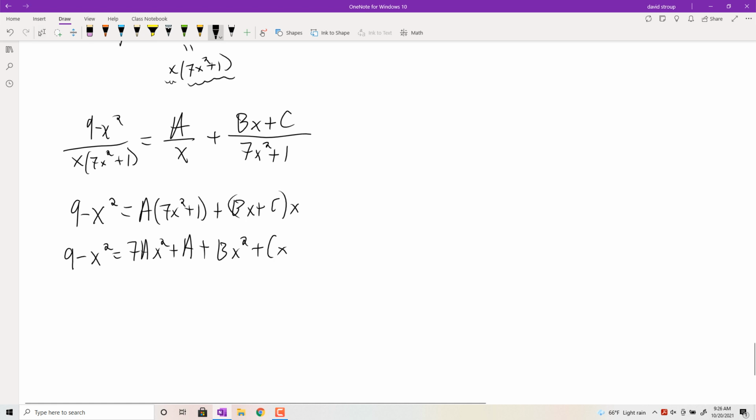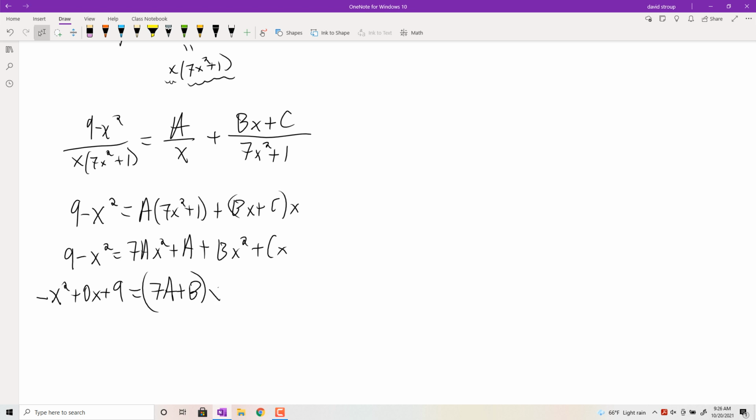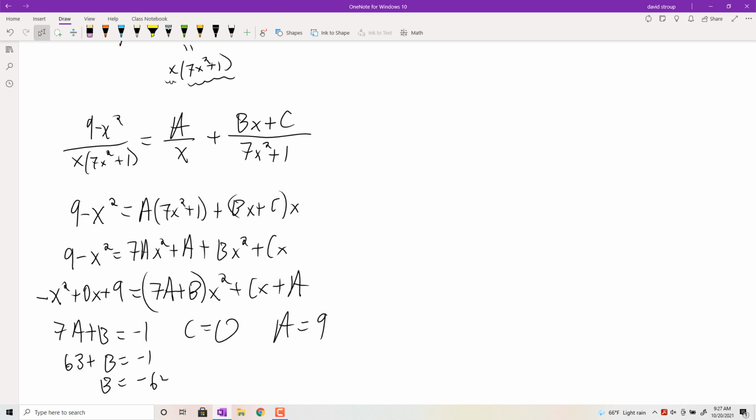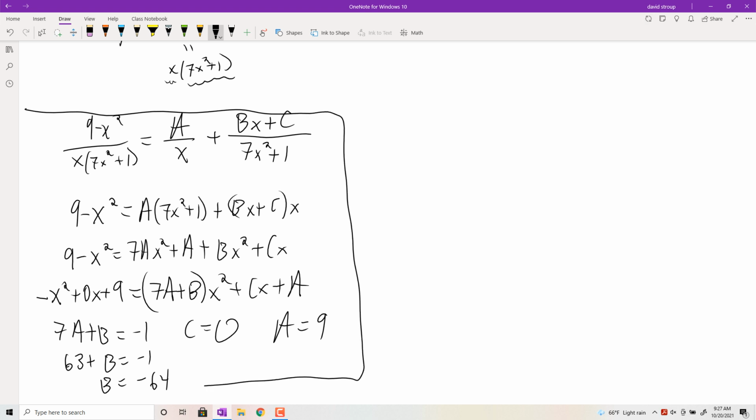I want to equate coefficients this time. On the left, you could rewrite it if you wish as negative x squared plus 0x plus 9. And then on the right, you'd have 7a plus b x squared plus cx plus a. So you have 7a plus b equaling negative 1, then c equals 0, and a equals 9. Plugging in 9 for a, you get 63 plus b equals negative 1, so b is apparently negative 64.